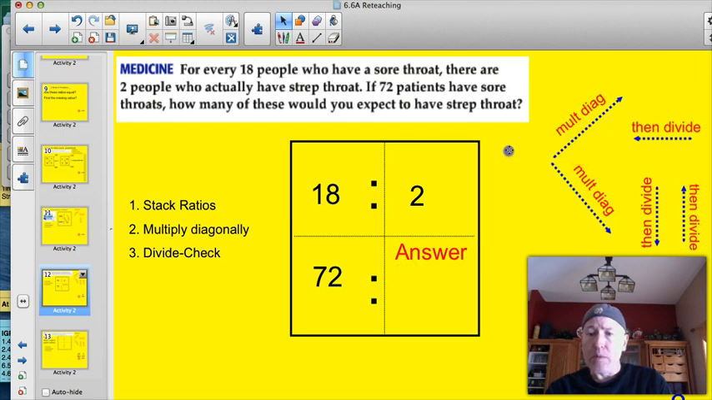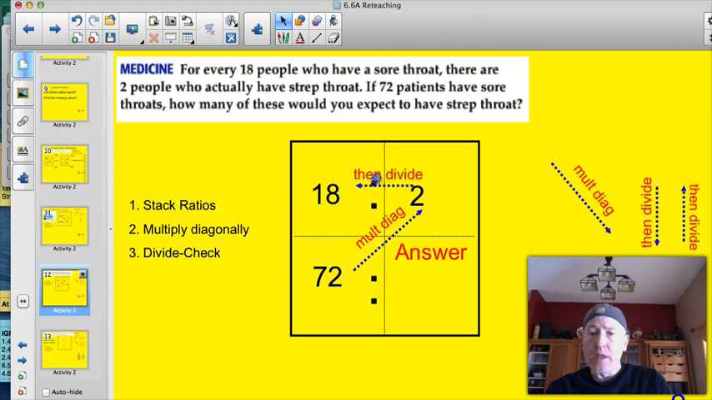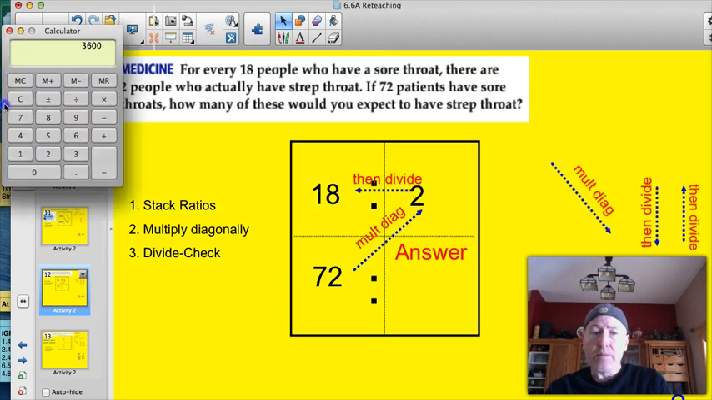Well, let's do it. Let's multiply diagonally. And then we're going to divide the other 2 numbers. Get our calculator out. Clear that baby. 72 times 2 equals 144. And then we're just going to divide that by 18. I got 8.